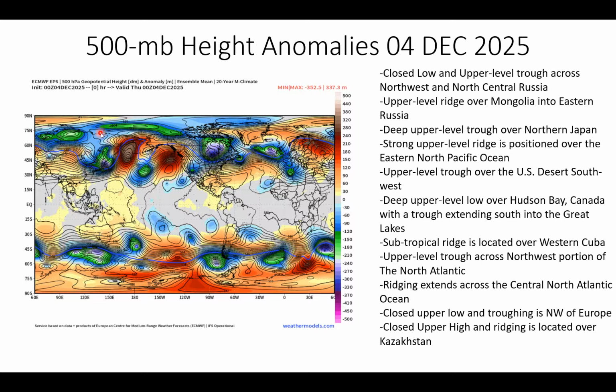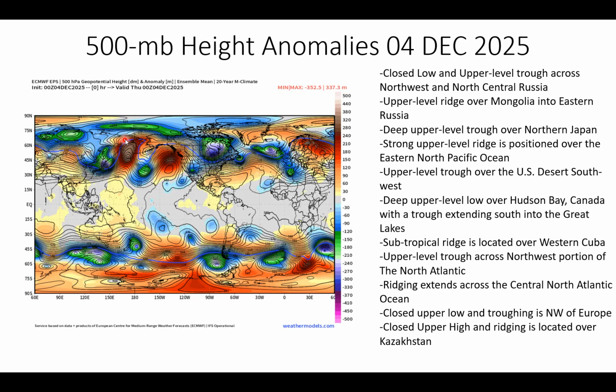So let's examine the upper air features here at 500 millibars or 18,000 feet above the surface. And let's start here from the left side and we'll work our way to the right side. All right, so initially we have a closed upper level low, a couple different closed upper level lows, and associated upper level troughing across northwestern and north central Russia. Meanwhile, there's an upper level ridge, which is located over Mongolia and eastern Russia. Further to the east, we see a deep upper level trough across northern Japan.